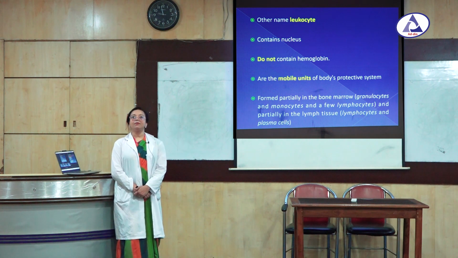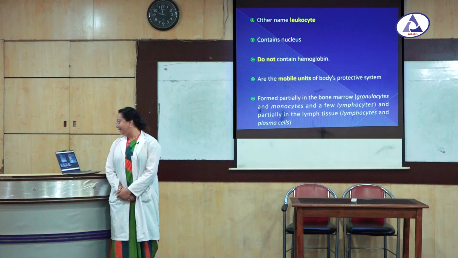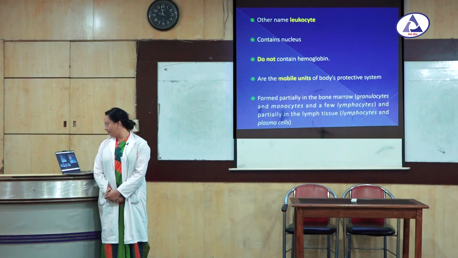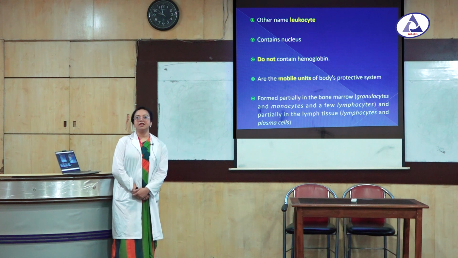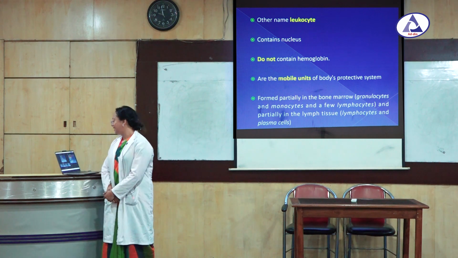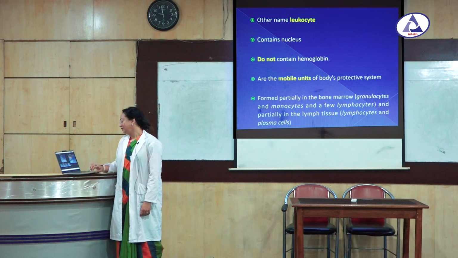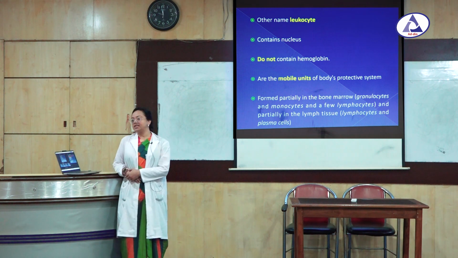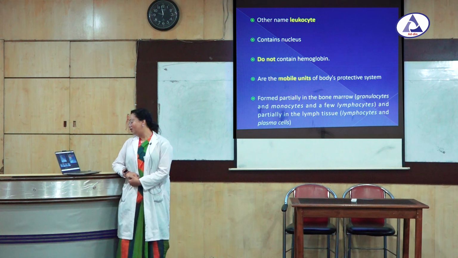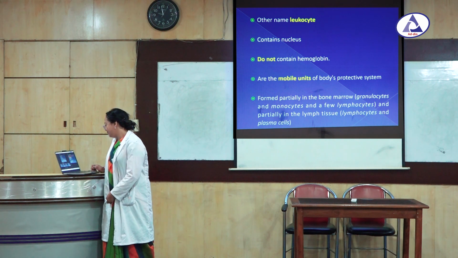Leukocyte is the other name of the white blood corpuscles. They contain nucleus, they do not contain hemoglobin, and they are the mobile unit of the body's protective system. They form partially in the bone marrow and also from the lymph tissue.